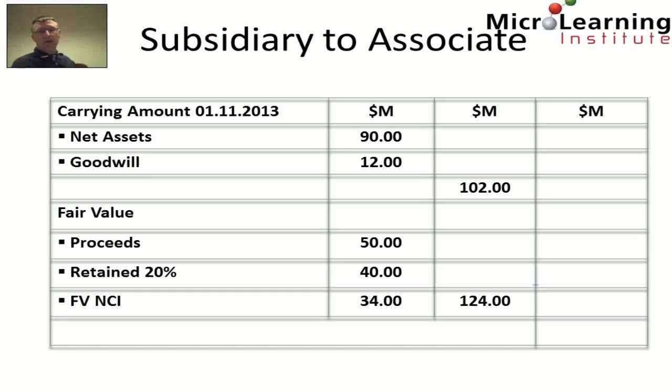So if we were carrying it at $102 million and its fair value is 124, when we remeasure to fair value, we get a gain on remeasurement to fair value of $22 million. And this gain is recognized in profit and loss.